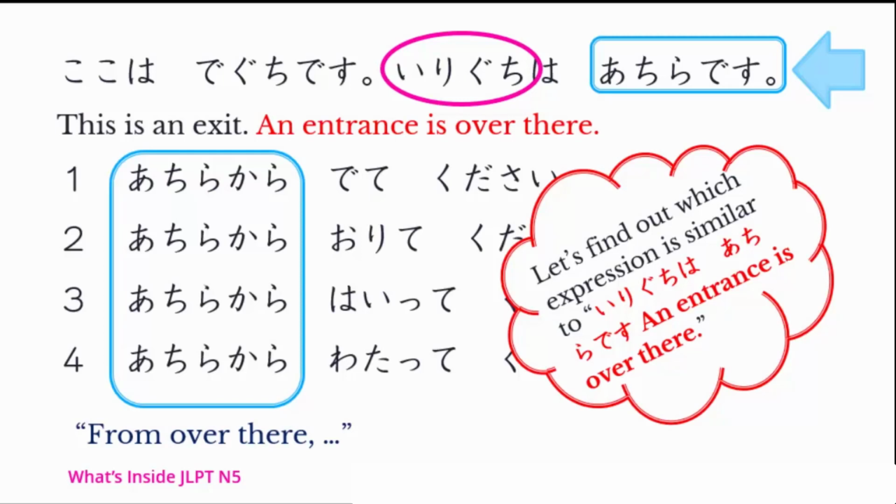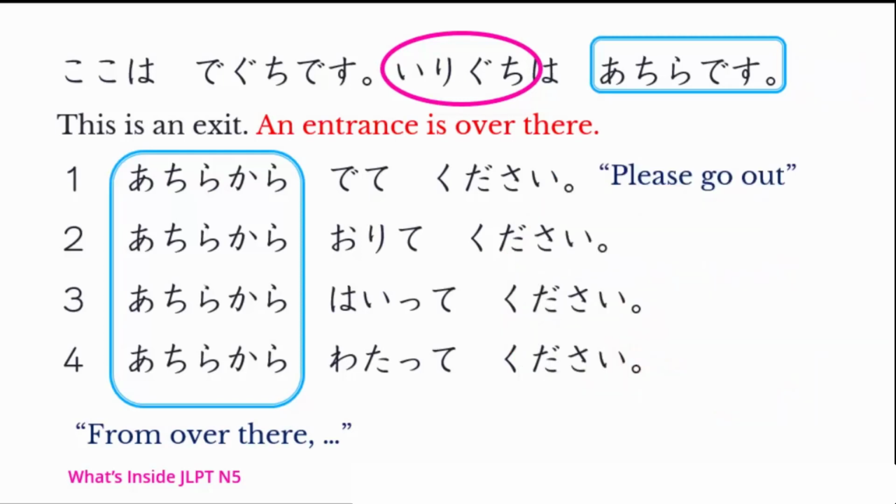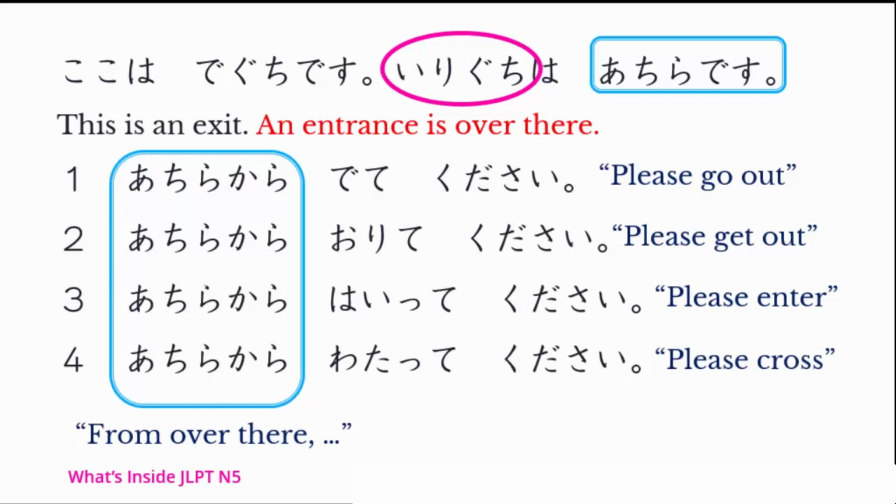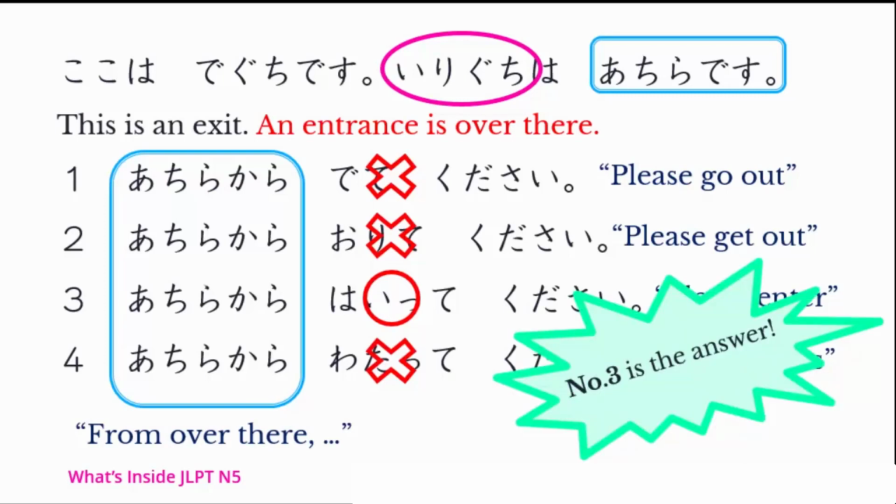So, let's find out which expression is similar to 入り口はあちらです。Because all the choices have the expression あちらから。出てください is please go out. 降りてください is please get out. 入ってください is please enter. 渡ってください is please cross. Which one is similar to 入り口はあちらです。あちらから入ってください。Please enter from over there. Number 3 is the answer.